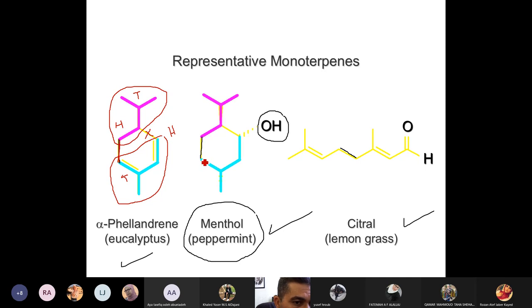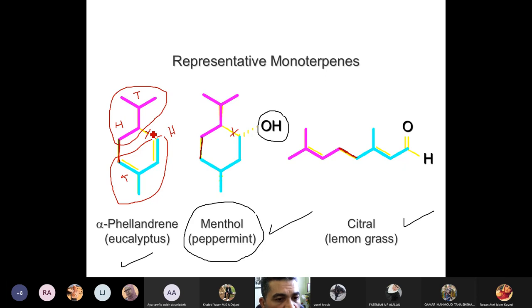Look at the second example. This is head and this is tail, and this is the attachment. I don't care about this, this is not my work, not of the isoprene unit. Look at the third one. This is the first one and this is the second one. Head to tail, attachment.